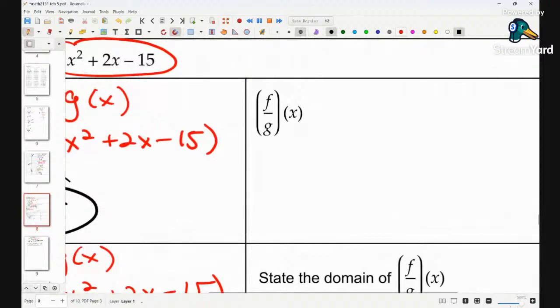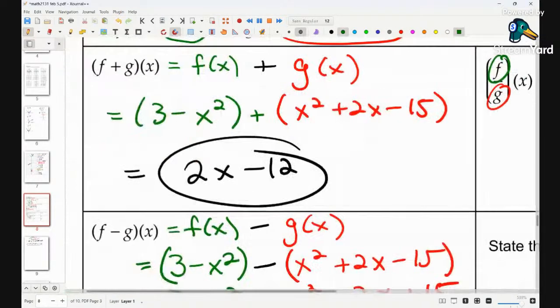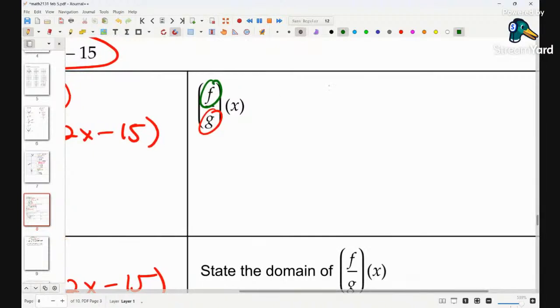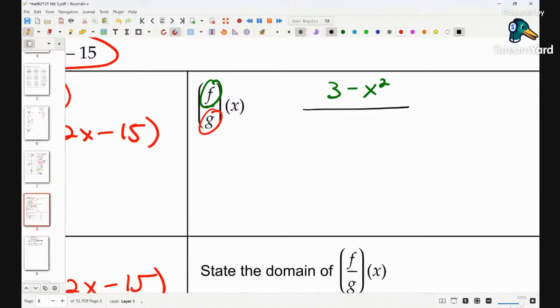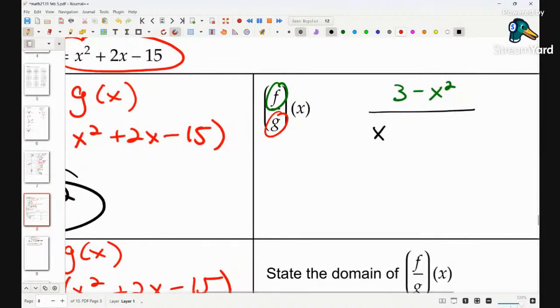f divided by g. You get the vibe of this, right? f divided by g. So this is 3 minus x squared on top of x squared. I'm going to get there.